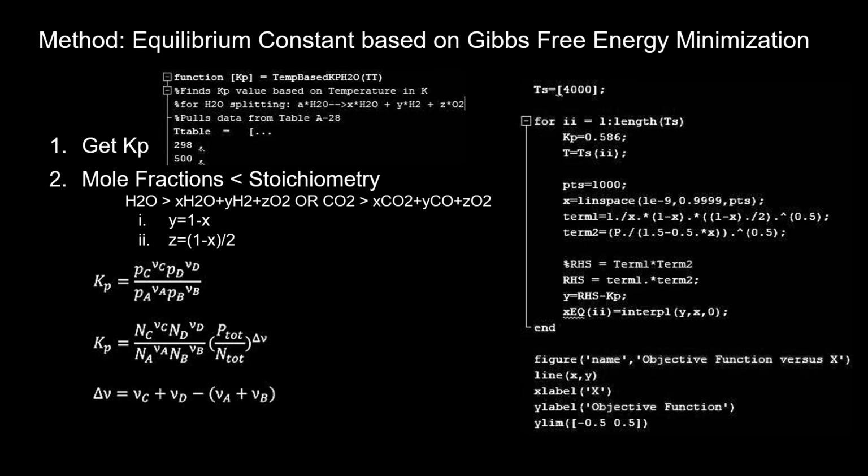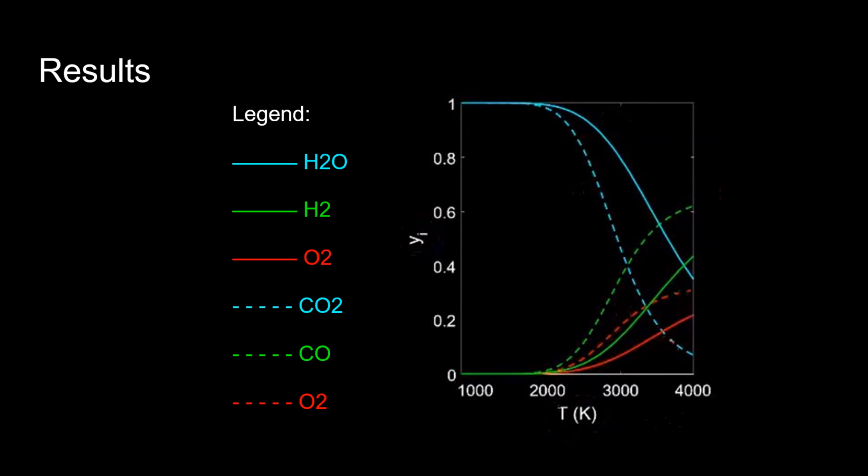And to generate the plot requested by Kerensky, you have to find the mole fractions for the reactants and products for a range of temperatures using the Kp function I mentioned earlier, which makes for a really fun MATLAB code. The results plot shows the water splitting with the solid lines and the carbon dioxide splitting with the dashed lines on a mole fraction versus temperature plot.